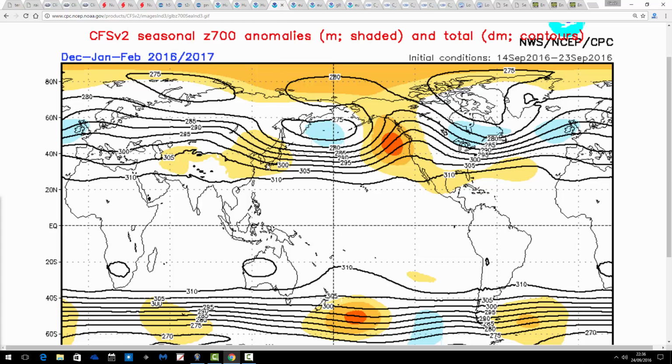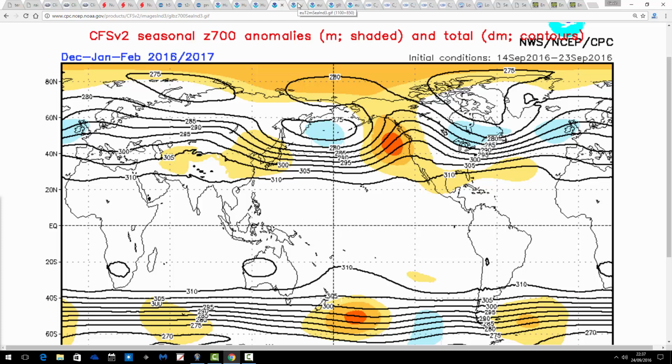CFS V2 next. These are the 700 millibar height anomalies for the winter, December to February 2017. It's going for below average height centred right over the UK, really, and going out into the Atlantic as well. We have got quite a bit of yellow up across the polar field, so there are signs of some northern blocking up there. If you've been watching the CFS 6 months look ahead videos, you'll know that what the model is doing is trying to build in blocking for January.